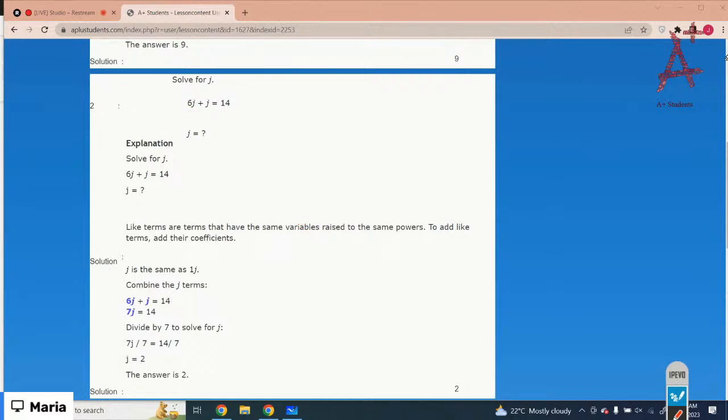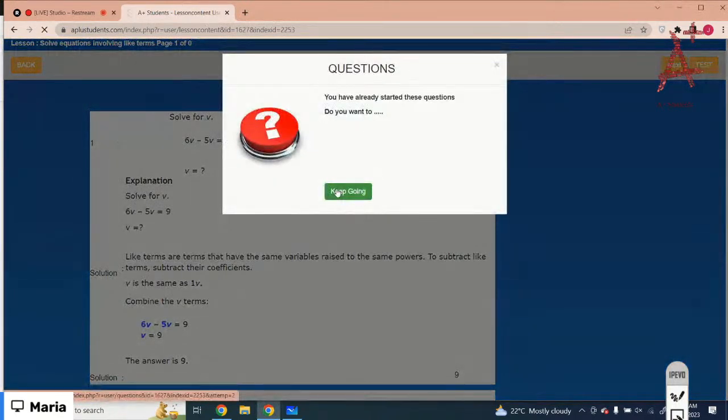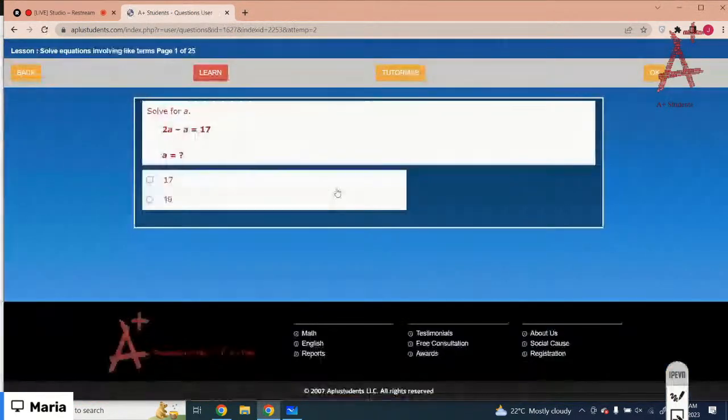Okay, let's start with the test questions. Just listen to me carefully. You have to solve the equation for a. You have to collect the like terms. Like terms are the terms that have the same variables. Like here you have 2a and a. They both are like terms because they have the same variable a.